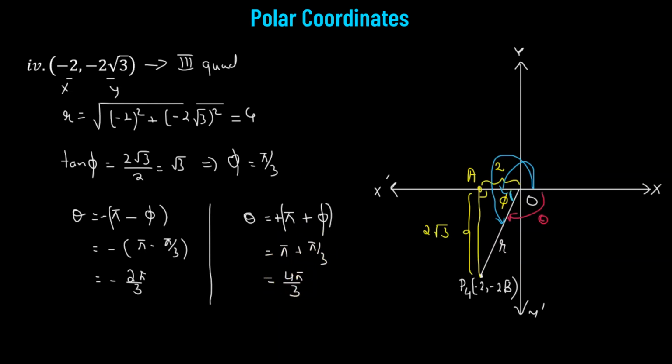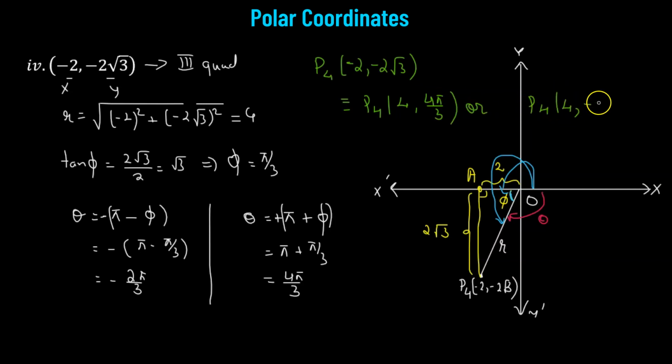That means finally our point P4, which is given by (-2, -2√3), can have the polar equivalent with a radius value of 4 units and an angle of 4 pi over 3 radians. Or it could be P4 corresponding to (4, -2 pi over 3 radians).